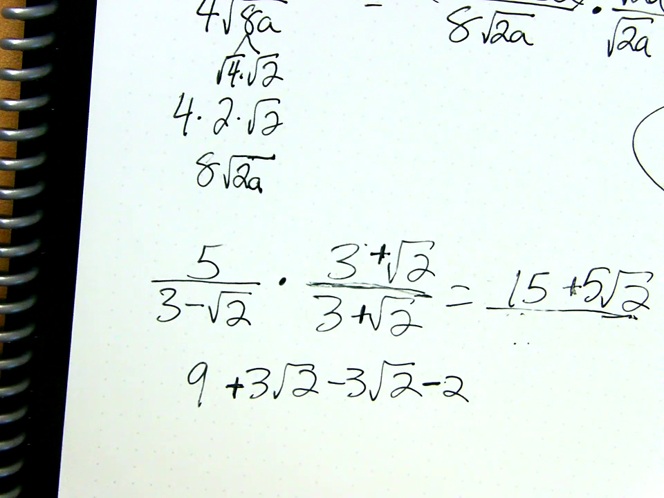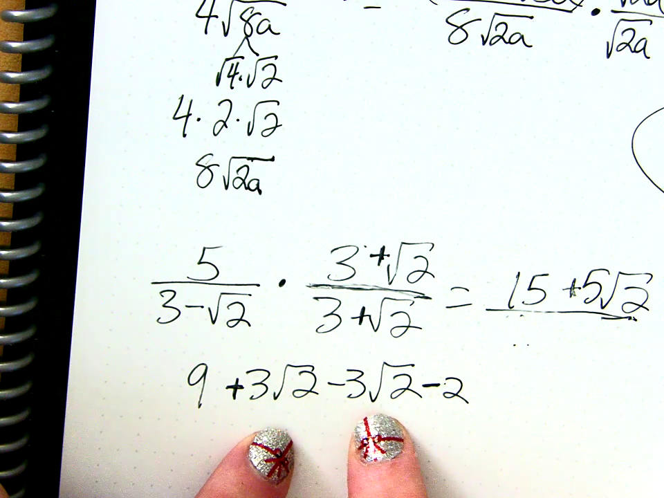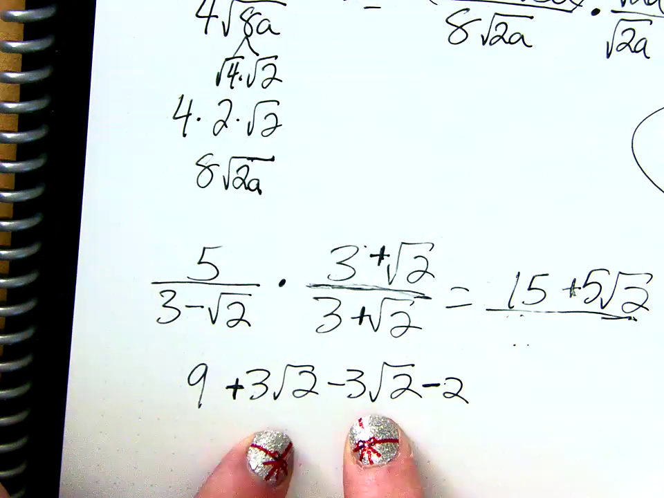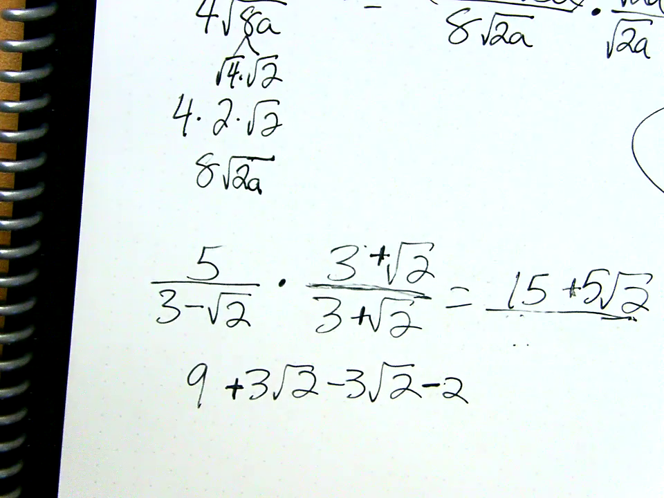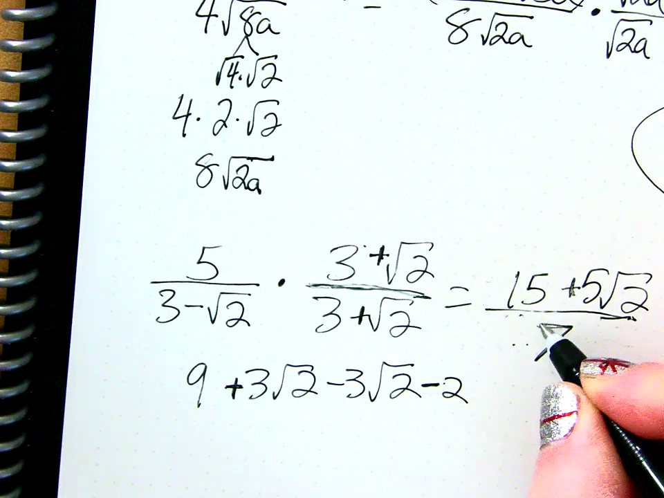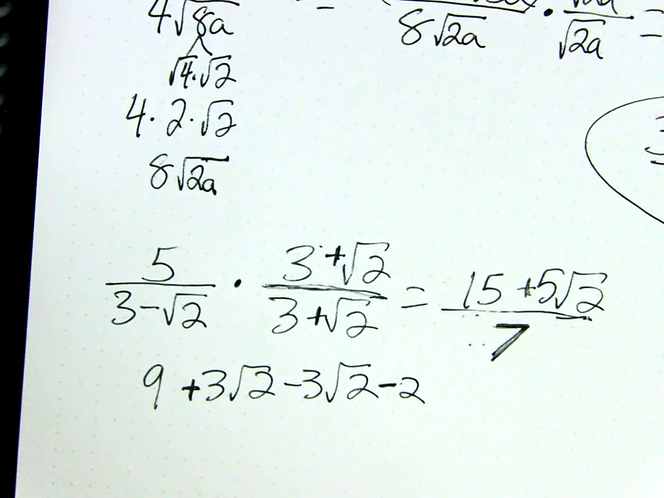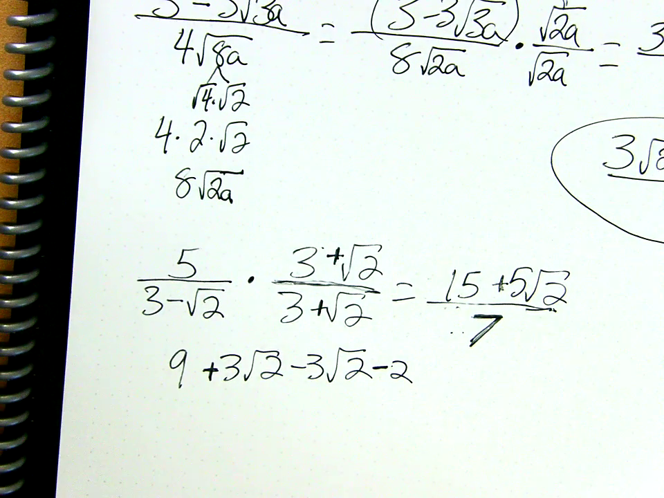But then when I combine like terms, those two cancel each other out. And they always will if you multiply by the conjugate. So, positive 3 root 2, negative 3 root 2, they're gone. And now I just have 9 minus 2, 7 is my new denominator that doesn't have a square root in it. So, that's what we need to do.